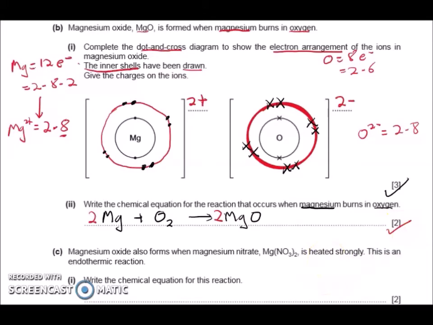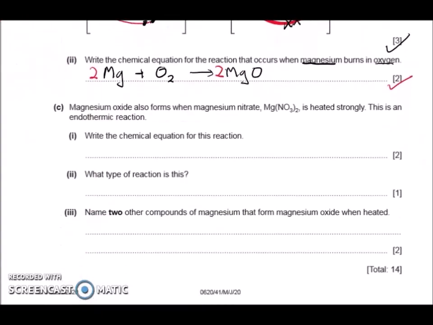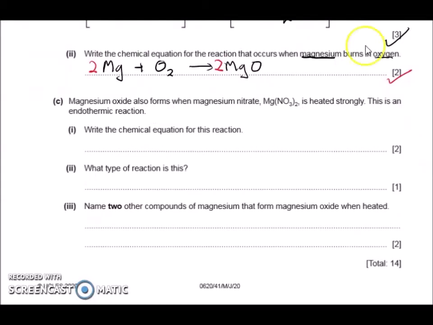Alright, so now we move to the next question. Okay, so here magnesium oxide also forms when magnesium nitrate is heated strongly. Okay, always remember, when nitrate salt is heated strongly, they will produce nitrogen dioxide and also oxygen. Okay, so this is an endothermic reaction. They absorb heat. Okay, they need to write the chemical equation for this reaction.